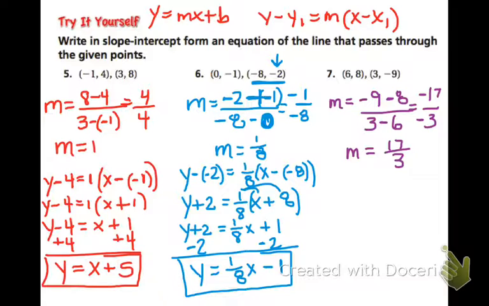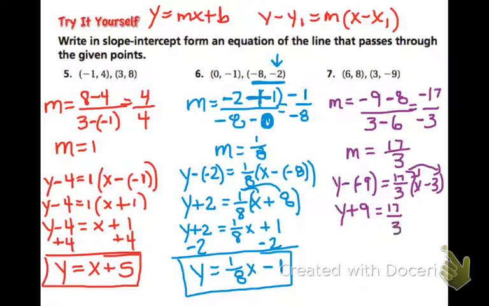Okay? So since I have a 3 in a denominator and I know I'm going to be distributing with the x, I'll go ahead and use my second point again. So y minus the -9 is equal to 17 over 3 times x minus 3. And here I can distribute, and I'll go ahead and put this in shape. Minus a negative is plus. So 17 over 3x, and 17 over 3 times 3, the 3's cancel, so I get minus 17.